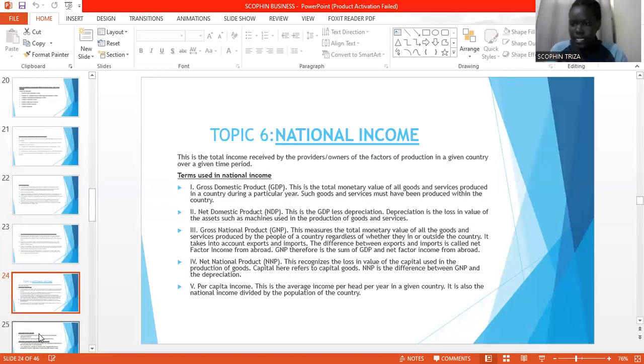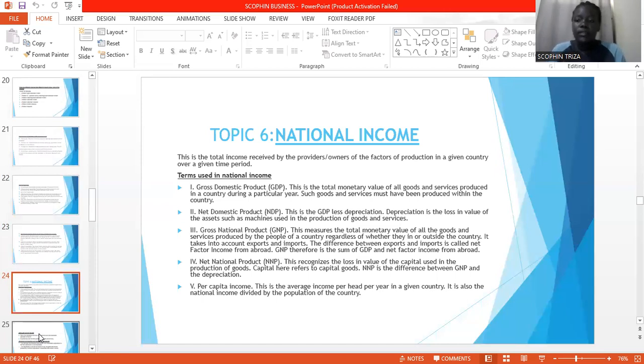Let's go to topic 6. Topic 6 is the national income. This is the total income received by the producer or the owner of the factors of production in a given country over a given period.